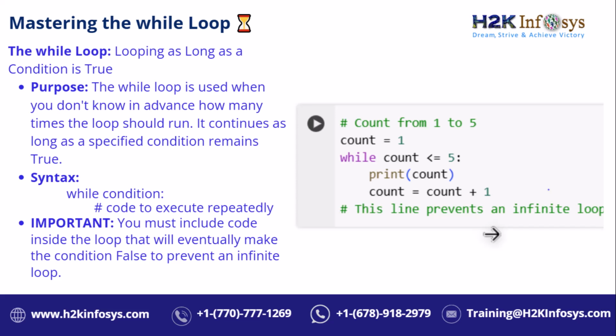Next we are moving to the while loop. Here you have to mention a condition. Once the condition fails, the loop will be terminated. The purpose of the while loop is for when you don't know in advance how many times the loop should run; it continues until the condition is no longer true. So you can make use of it at that time.